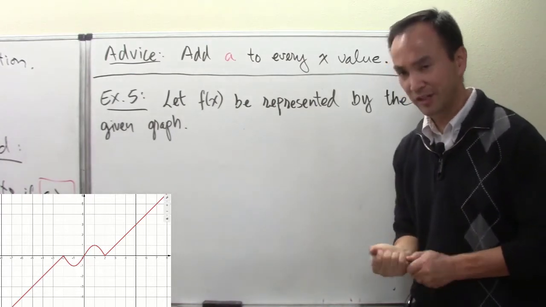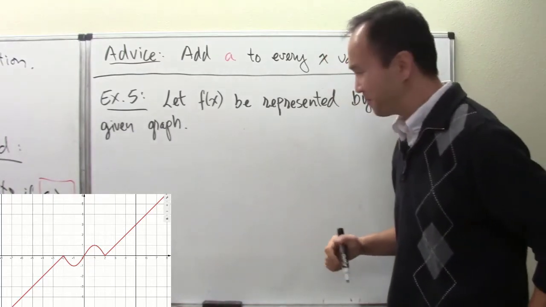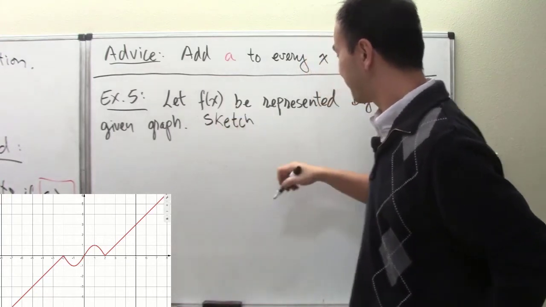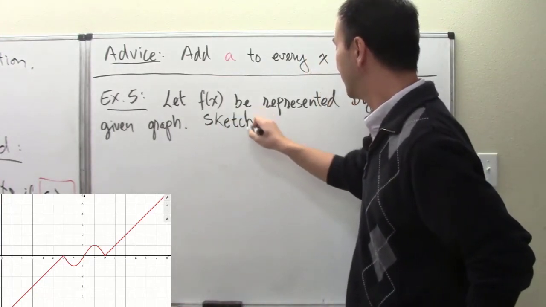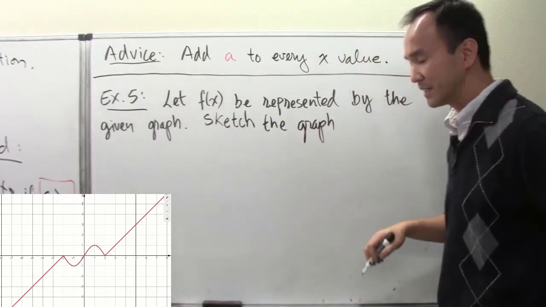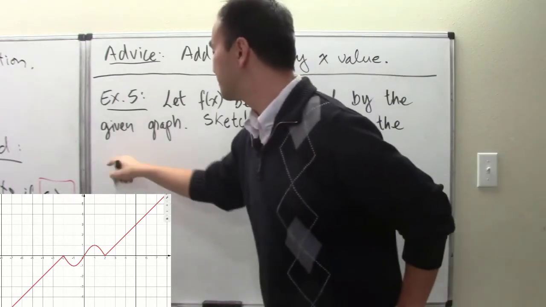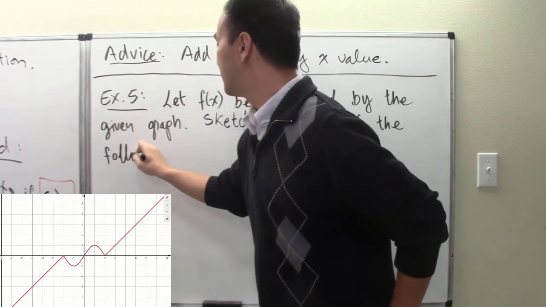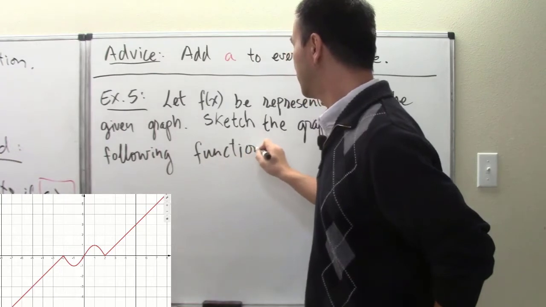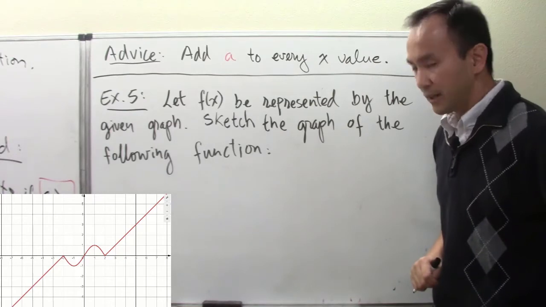So now I'm going to continue the written instruction of this example. So I want to sketch the graph of the following function. All right, so sketch the graph of the following function. All right, so here we go.